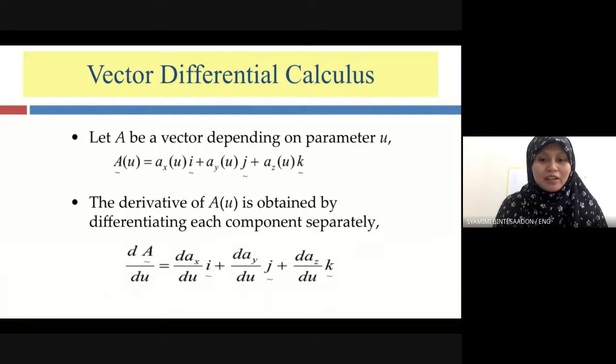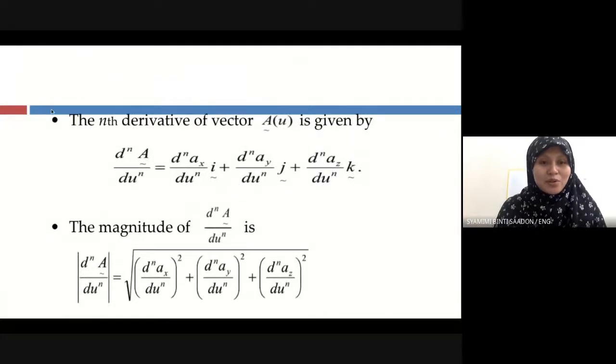Next, this is the nth derivative of a vector. We have second order, third order, etc. And then the magnitude of the derivative vector, the absolute value, is calculated this way. We have to square each of the components, and take the square root of all of this. So this one you know.